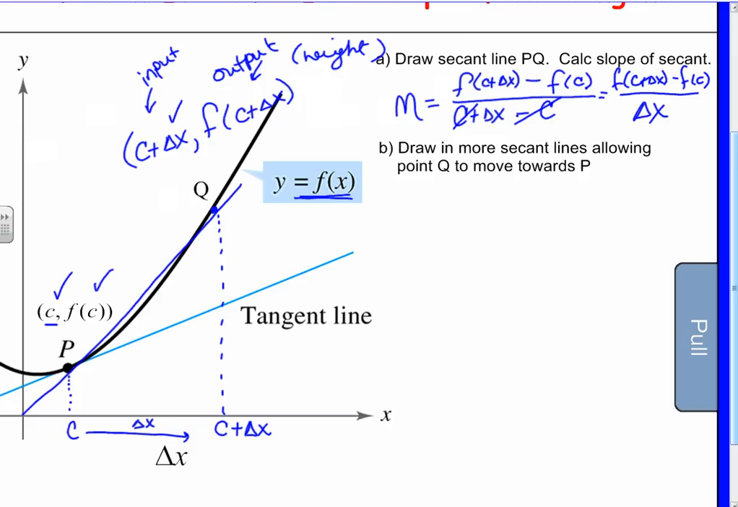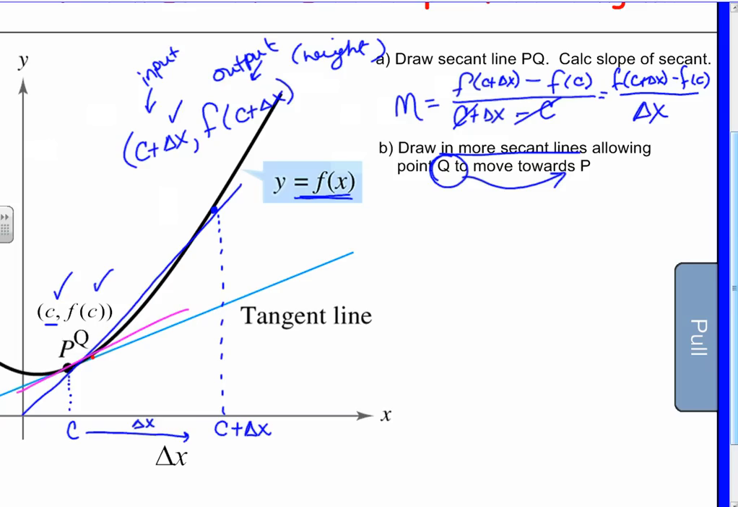What happens if I draw in a few more secant lines? If I allow that point Q to move closer into P? Well, let's just take Q and slide it along the curve. I'm following my function, and I'm bringing this in closer and closer and closer. Well, that's just going to generate new secant lines, isn't it?